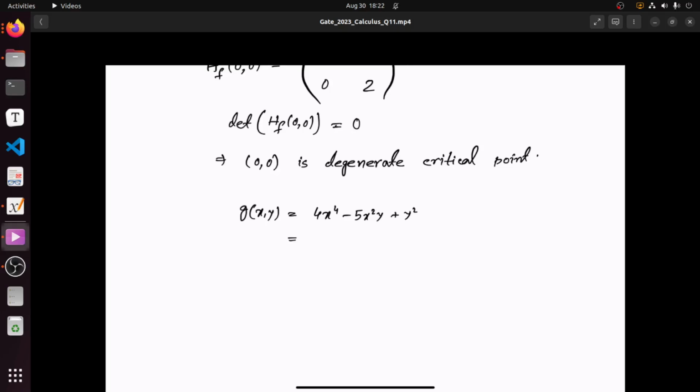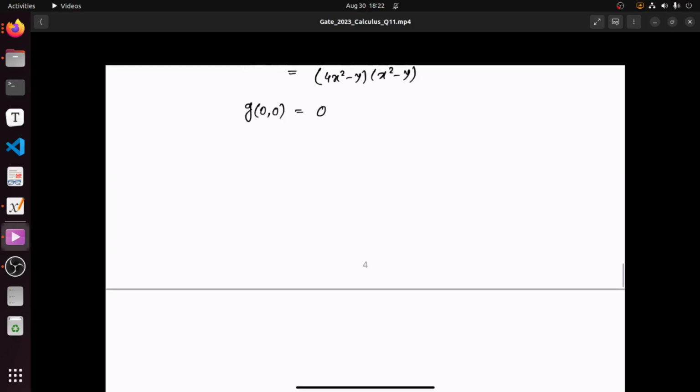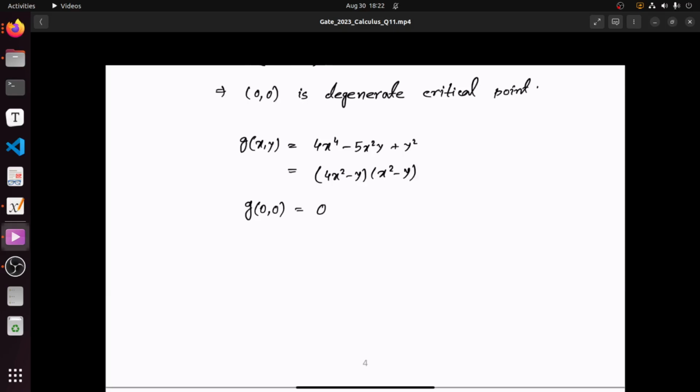If you factor it out, you can see that this looks like (4x square minus y) into (x square minus y), right? And again g of (0, 0) is 0. So again, by looking at these two factors, we take these two curves. We first take y equals 3x square.